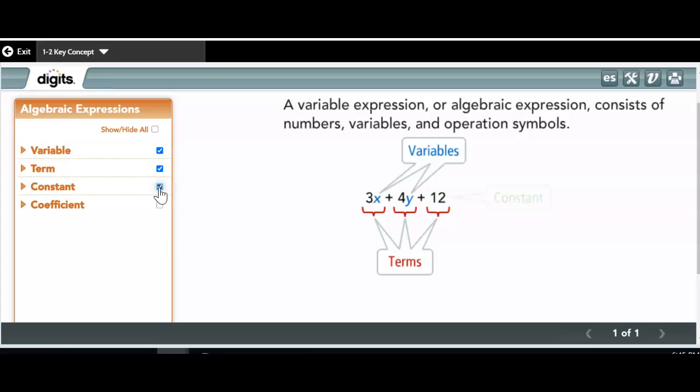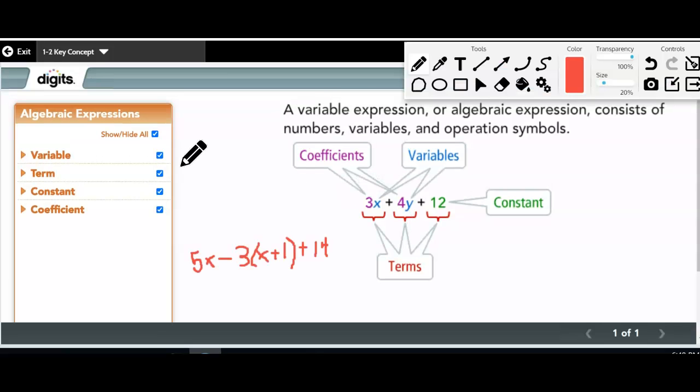And next we have a constant. A constant is a term that contains only numbers. We know that this is always going to be just 12. So a constant is just a number. Lastly, we have coefficient. Coefficient is the number part of a term with variables. So the coefficient is the number in front of the variable. The coefficient for 3x is 3. The coefficient for 4y is 4. So the coefficient is always the number in front of the variable.